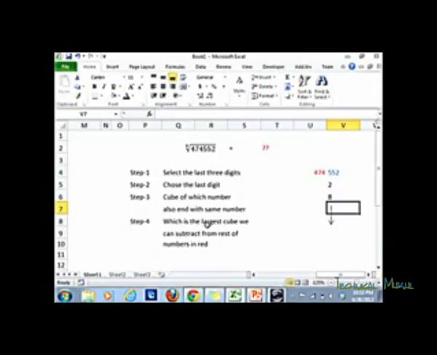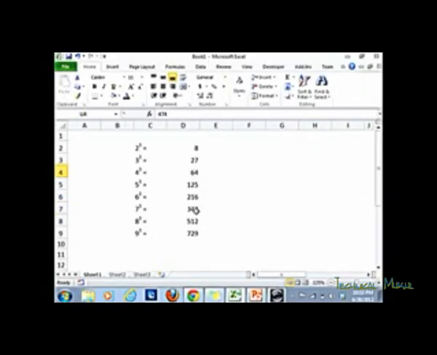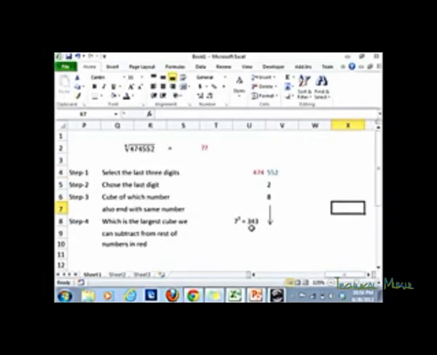Now which is the largest cube we can subtract from the rest of the number in red? I have 474. If I go back to my table, the largest cube I can subtract from 474 is 343. We know that 7 cubed is 343 and 8 cubed will be larger than 474, so we can only select 7. So I write 7 here, and then we have 8. So 78 is your answer.